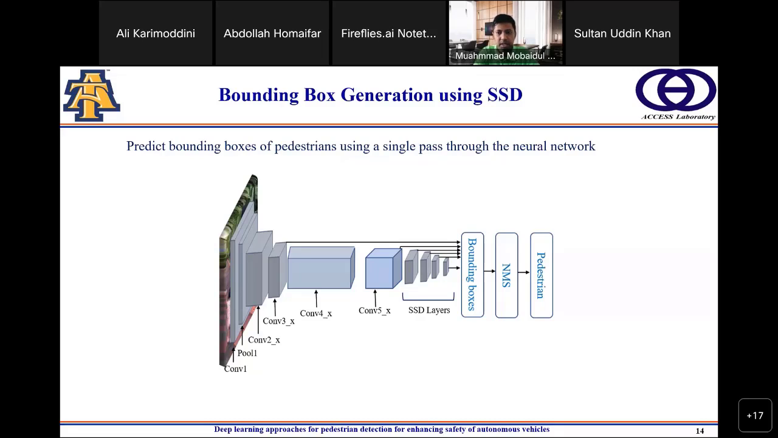For example, this single-stage detector has an input layer followed by some convolutional layers for feature extraction, and then an SSD layer for bounding box localization. Finally, a non-maximum suppression stage is used that helps to remove the redundant bounding boxes on the same pedestrians. So this is the architecture of a sample single-stage object detection network.